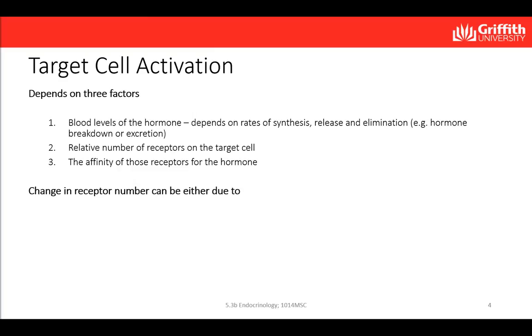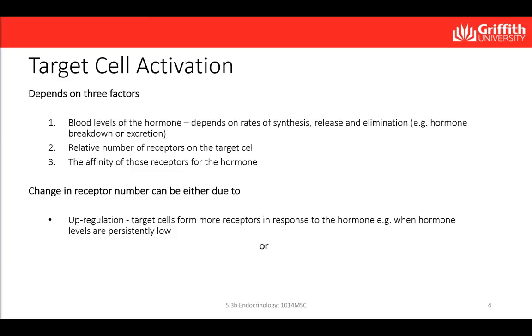A cell can change the number of receptors it has by up or down regulation. In upregulation, the target cells form more receptors in response to the hormone when hormone levels are constantly low. Whereas if the hormone levels are constantly high, the target cell loses its receptors, and this is known as downregulation.